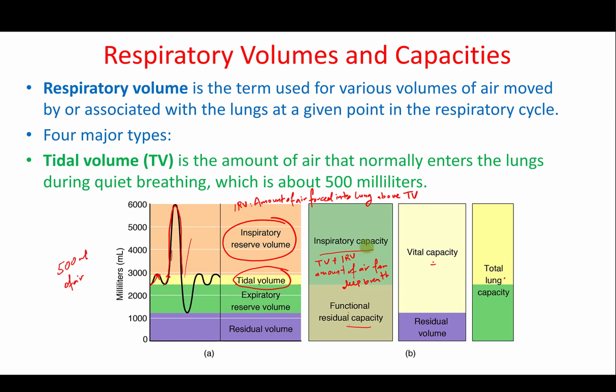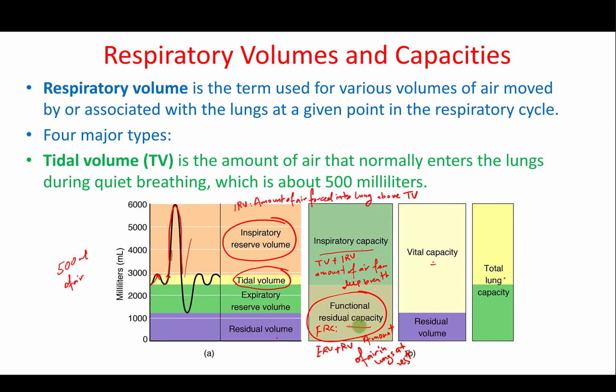inspiratory capacity. Functional residual capacity is the expiratory reserve volume plus the RV. So this is FRC, which is ERV plus the RV. What is it? It's the amount of air in the lungs at rest. So for example, you are sitting, you are doing nothing. Inside your lungs is the functional residual capacity.